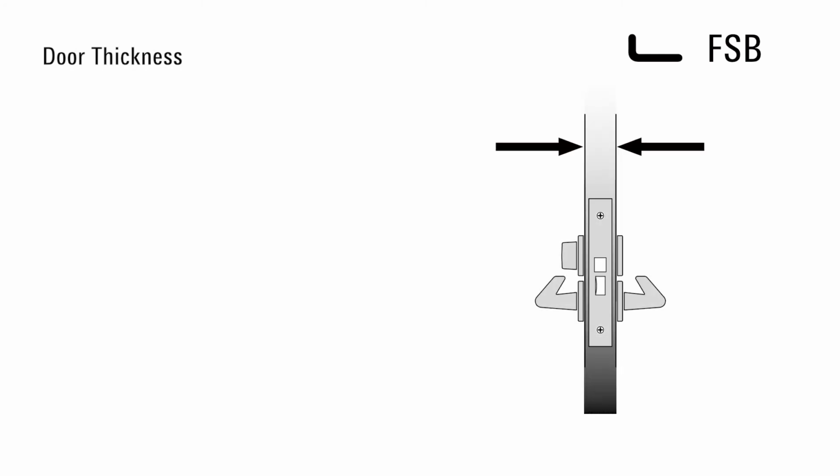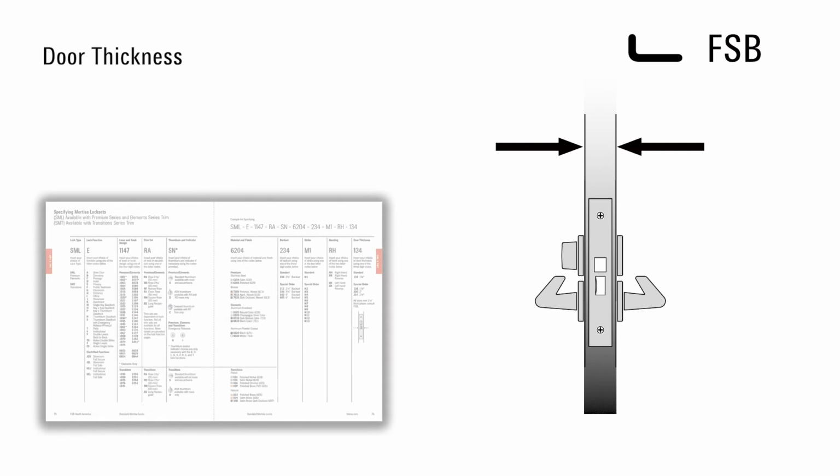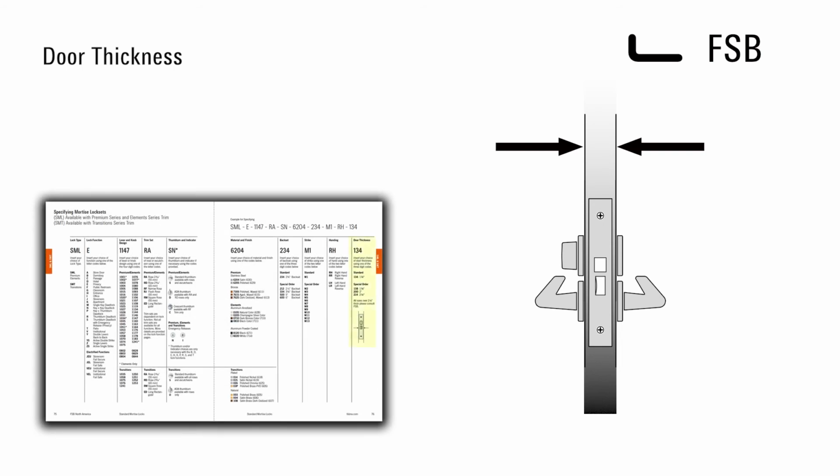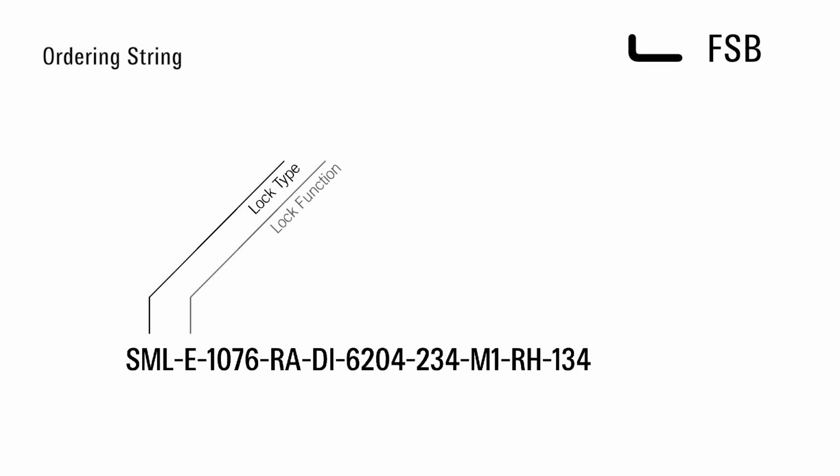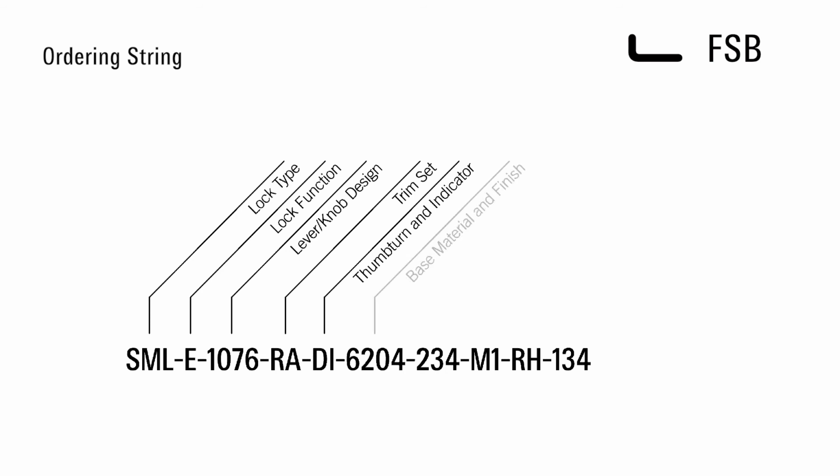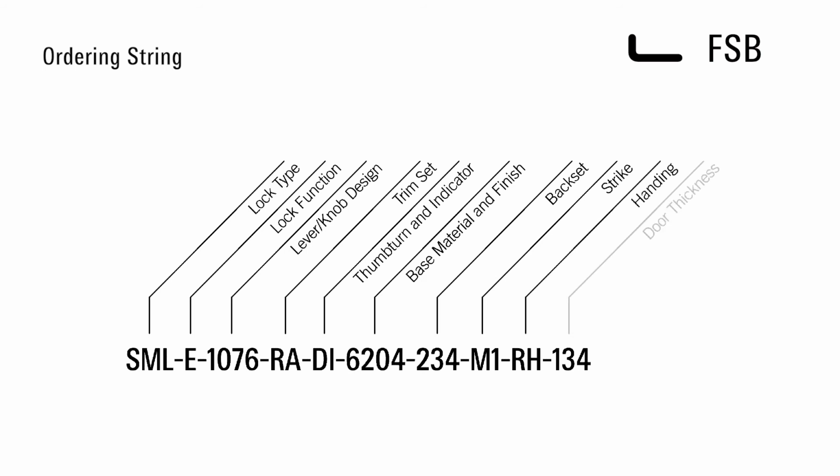Step 10. Choose door thickness. Each lock comes set for a standard door thickness and a limited amount of special order thicknesses that are listed at the beginning of each lock section of the catalog. We will choose the SML standard door thickness of 1 3/4. The standard 1 3/4 door thickness code is 134. Our completed ordering string is SML E 1076 RA DI 6204 234 M1 RH 134.